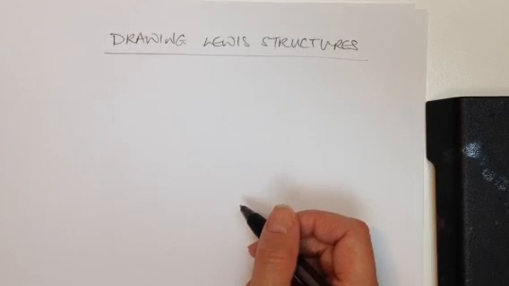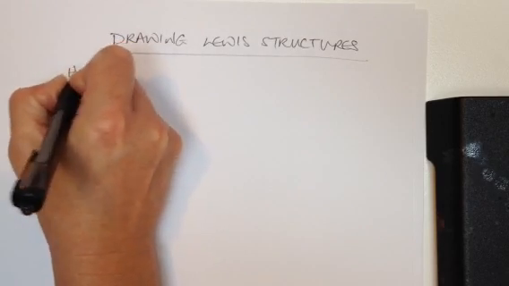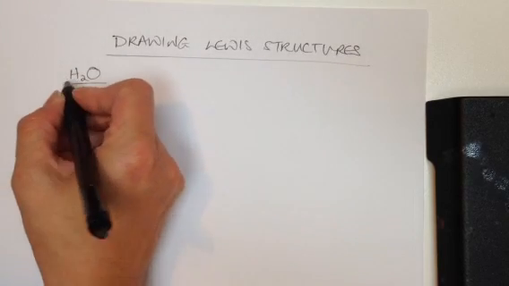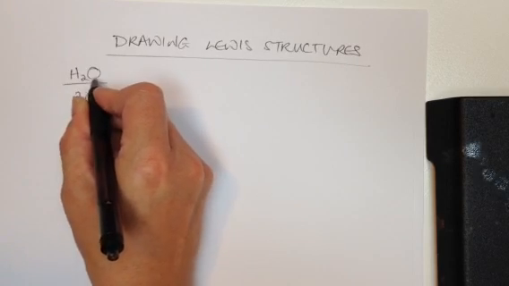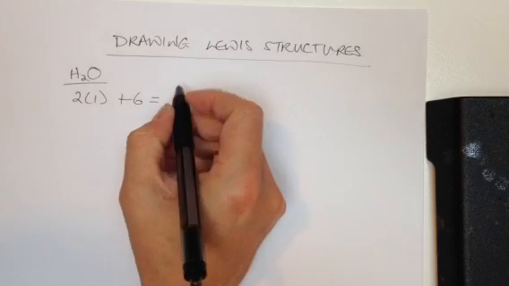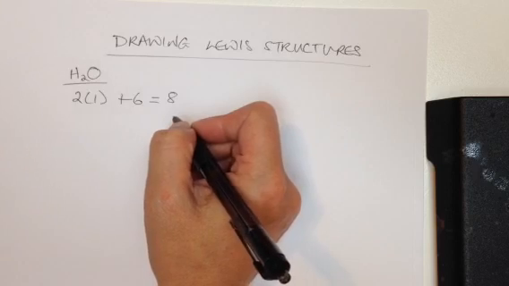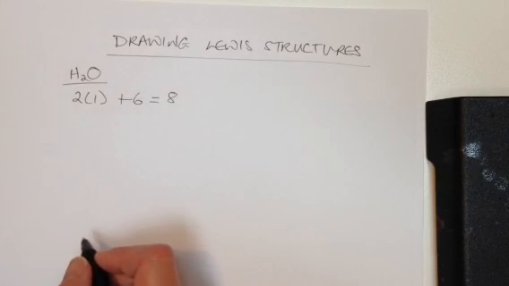So let's take a look. Let's do water. Okay, so the first step in drawing a Lewis structure is to sum the valence electrons. Remember, the valence electrons is equal to the A group number. So hydrogen is in group 1A, so it has 2 times 1, plus oxygen is in group 6A, which is 6. So 2 times 1 plus 6 is 8 valence electrons. So when we draw the Lewis structure of water, we must use 8 valence electrons, no more, no less.